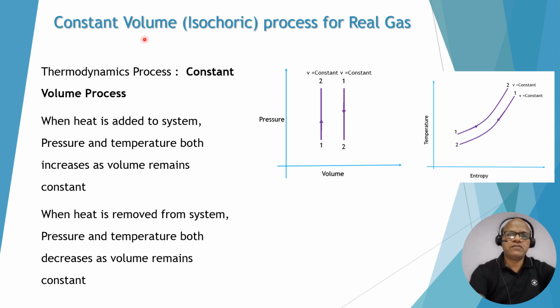Now the constant volume process, which is also called the isochoric process, is shown on the PV diagram and TS diagram. On the PV diagram, you can see from 1 to 2 heat is added, and from 2 to 1 heat is removed. On the TS diagram, temperature-entropy diagram, from 1 to 2 temperature increases and entropy increases, and in the reverse direction heat is removed, so temperature drops and entropy drops.